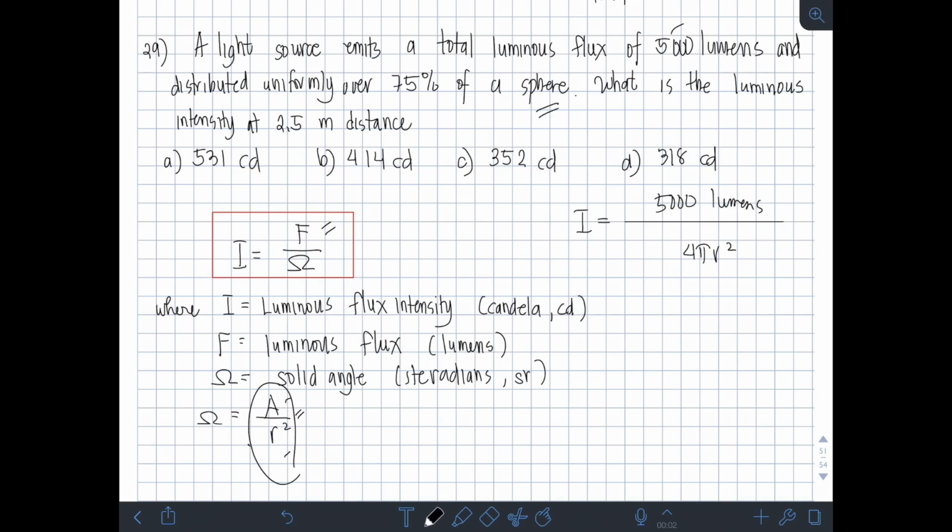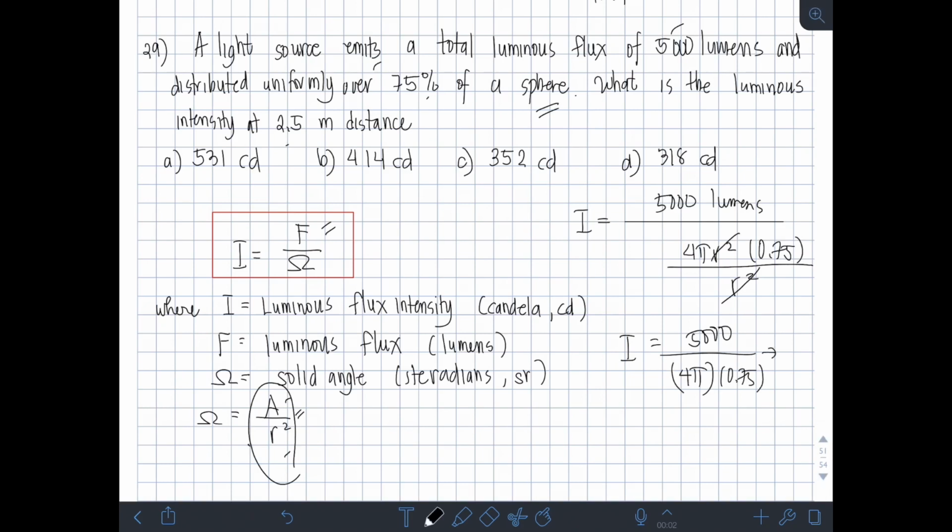Kaso, itong area nito is whole sphere. Pero sabi, yung light source daw is dinistribute lang uniformly over 75% lang ng sphere. So therefore, itong kabuuang area na to is mumultiply pa natin sa 0.75 lang. Right? Ngayon, over r square. So, meron tayong distance dito na 2.5 meter distance. So, ibig sabihin, ito yung radius natin. So, pwede nyo i-substitute dito sa r is 2.5 square. Kaso, makakancel lang din sila, right? So, parang matitira is I is equal to 5,000 divided by 4 pi times 0.75.